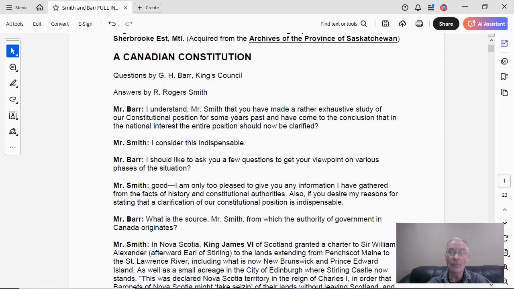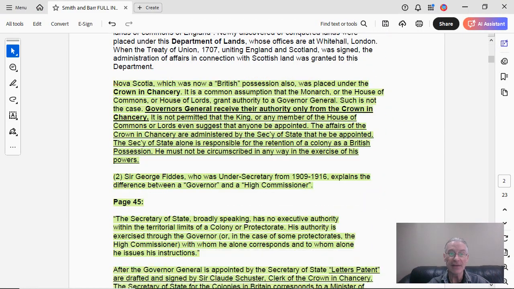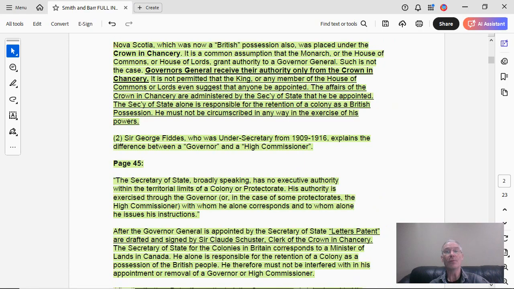Okay, Russell Roger Smith, what does he have to say about all this? Now, please stay with me, ladies and gentlemen. This is going to make everything make sense, especially when I'll show you the actual letters patent and prove to you what I'm saying.